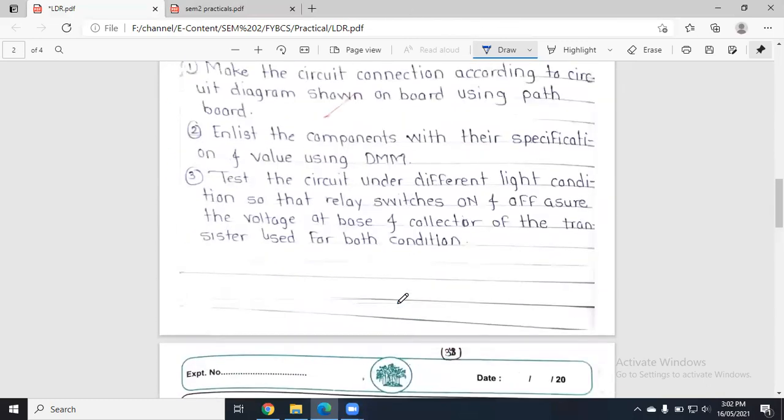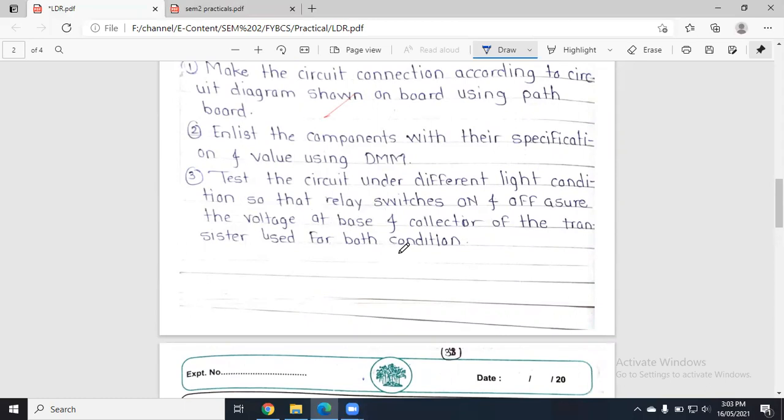The third procedure is to test the circuit under different light conditions, so that the relay switches on and off, and to measure the voltage at the base and collector of the transistor for both conditions. Now what we have to do is perform this experiment under various light conditions.